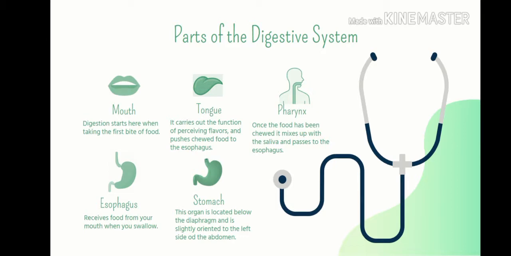The tongue carries out the function of articulating words, perceiving flavors, moistening the mouth, and pushing chewed food towards the esophagus, like swallowing. Then we have the pharynx. Once the food has been chewed, the tongue pushes it towards the pharynx. This process is known as swallowing. The mass of chewed food mixed with saliva is called the alimentary bolus or cud.